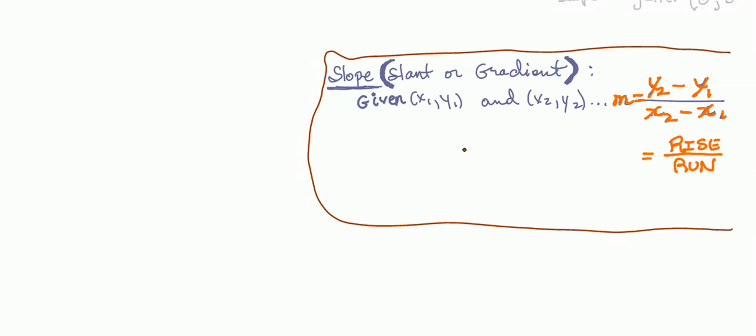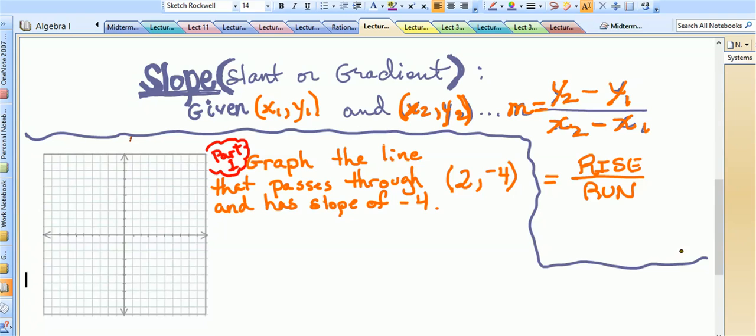Okay, so here's an example. Part one: graph the line that passes through (2, -4) and has a slope of -4. So right away, let's take a look at the slope. I'm talking about rise over run. Rise means the movement up and down, the change in your y's, over the change in your horizontal movement. That would be run, side to side, left to right movement. So rise over run.